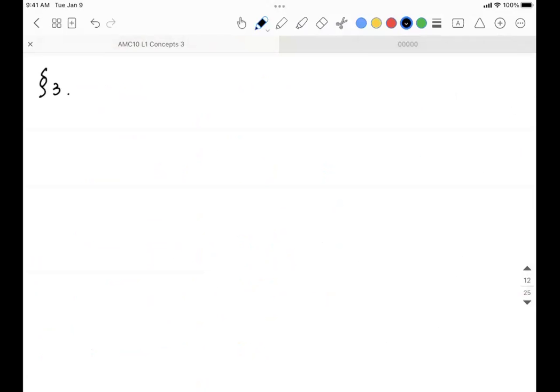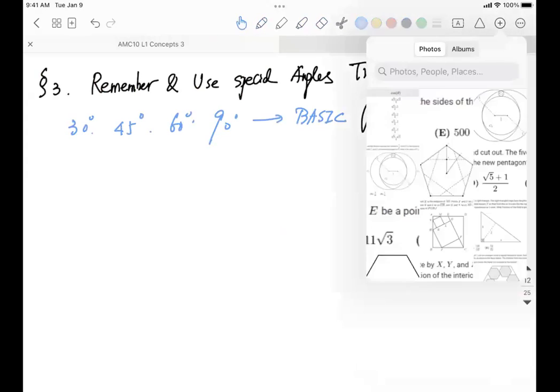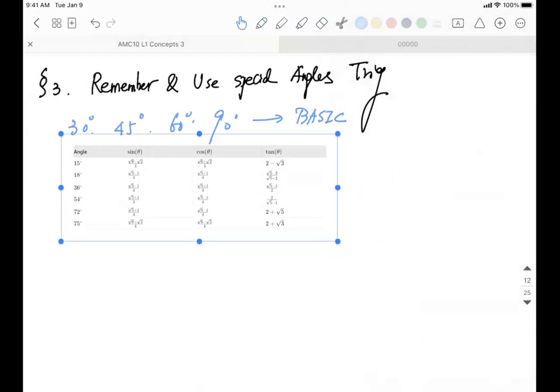In the third category, I'm going to talk about how to remember and use some special angles in trigonometry. Like I said previously, you know how to do 30, 45, 60, 90. These are basic stuff. You have to know them. This is easy-peasy. And on top of that, in my lecture, I always ask my students to remember the following as an extra.